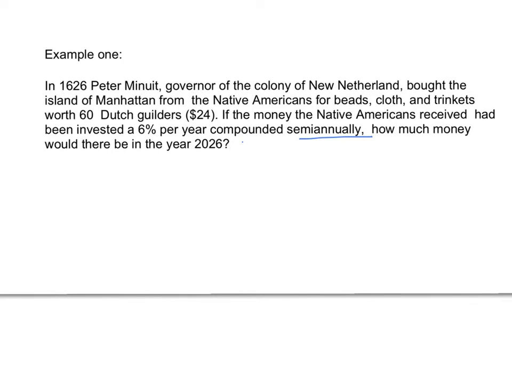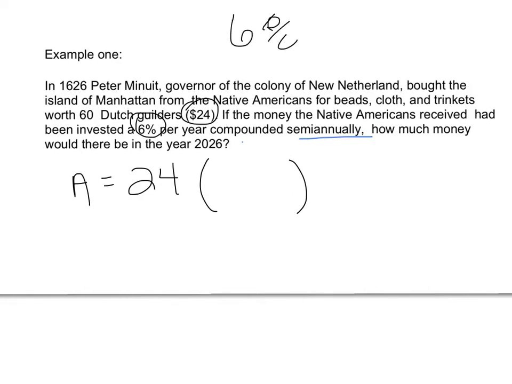So let's continue adding to our formula. So we know the formula is A equals, and then we have to go with principal, so the starting amount, which is $24. And then we have to figure out what our rate is going to be, so that R value, which is 6%. Always change 6% into a decimal. So in this case, 0.06, and we're going to add that to 1.